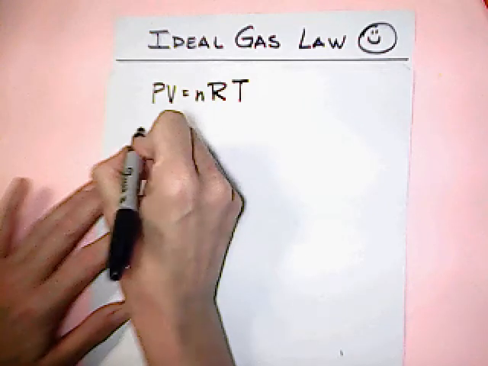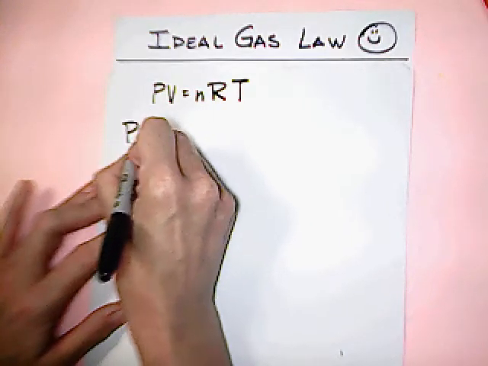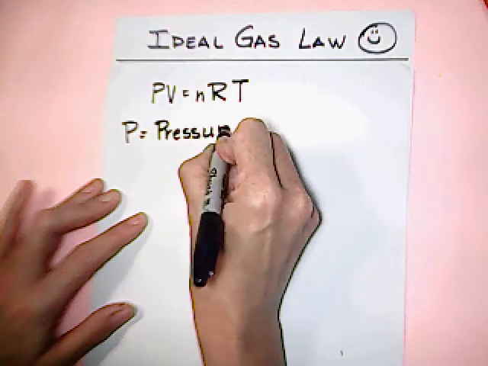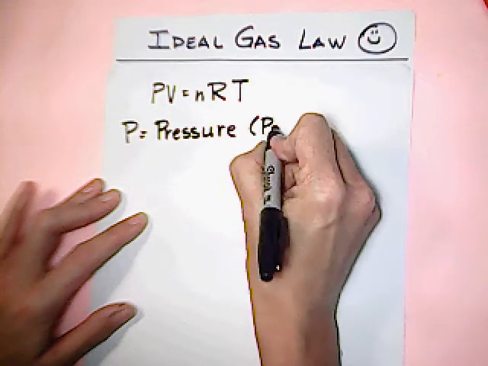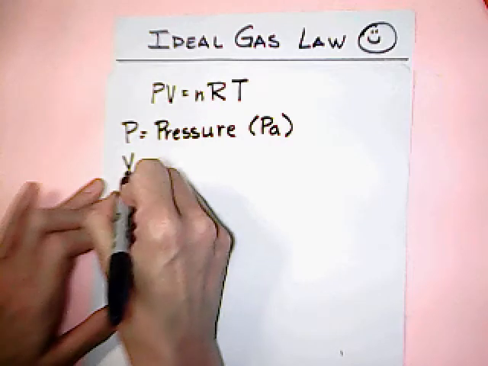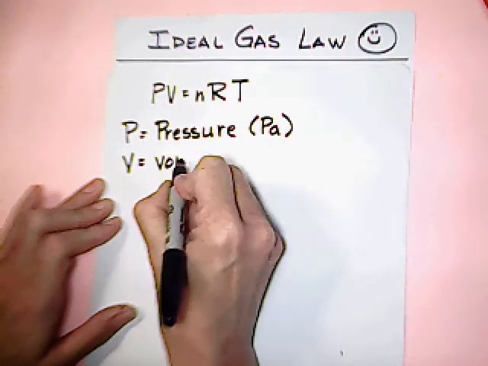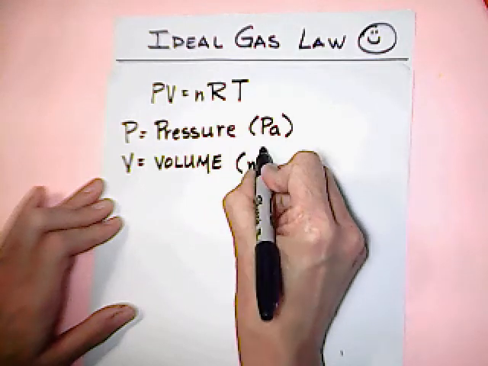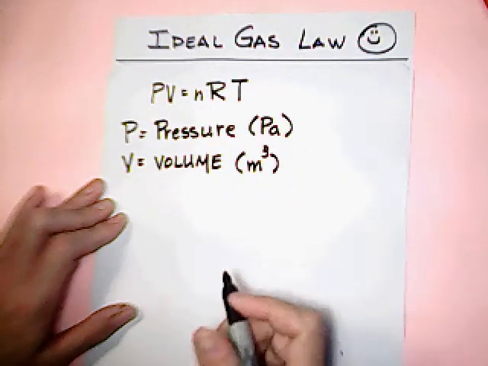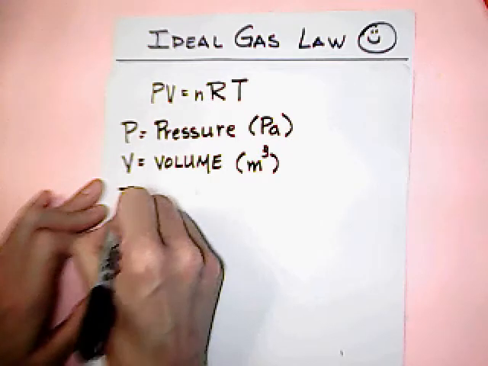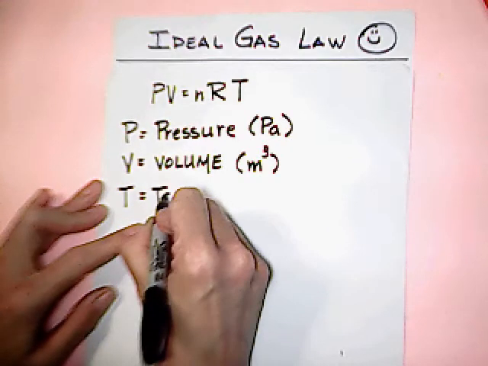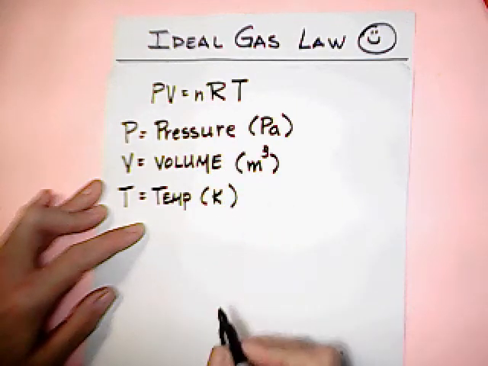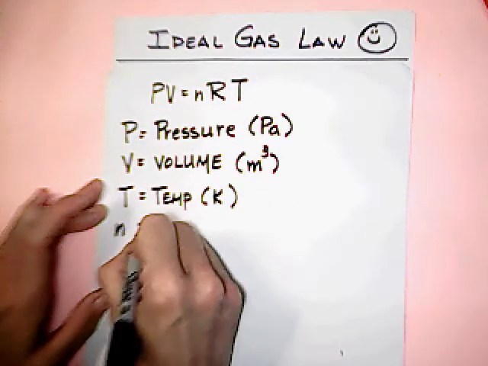I'm pretty sure that you know that P is pressure, and that unit is in pascals. V is clearly volume. That is actually in meters cubed. It's not totally intuitive. T is temperature, and that's going to be in kelvins. n is number of moles.